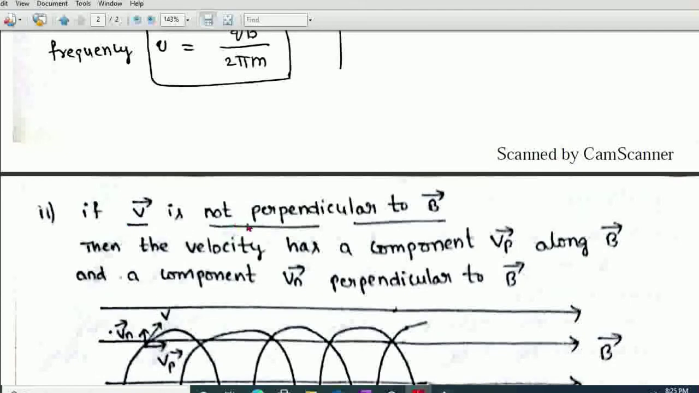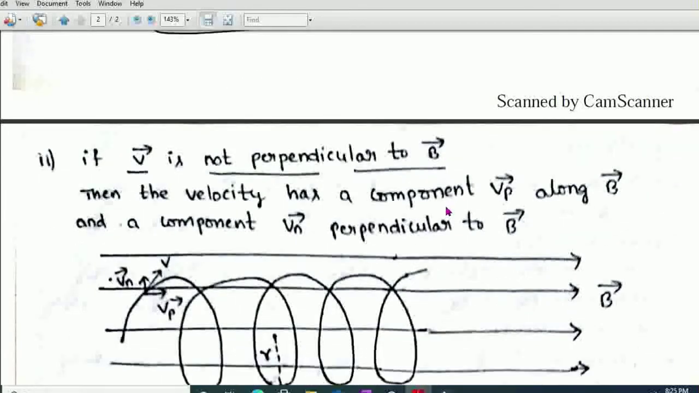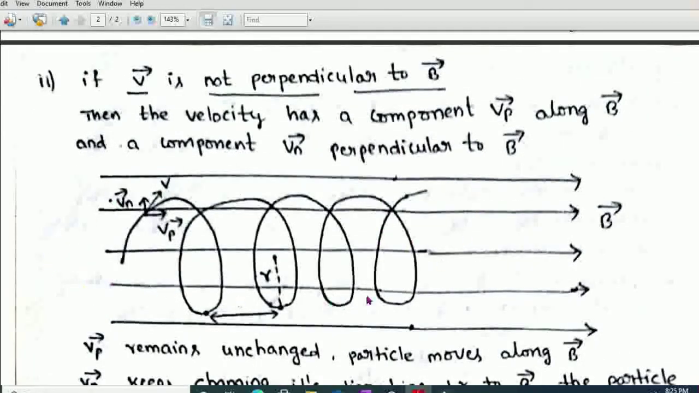If v bar is not perpendicular to B bar, that means the charged particle is not moving perpendicular to the magnetic field. For example, if it is making some angle theta, it is not perpendicular to the magnetic field. In that case, how does the charged particle move? So let us see this figure.